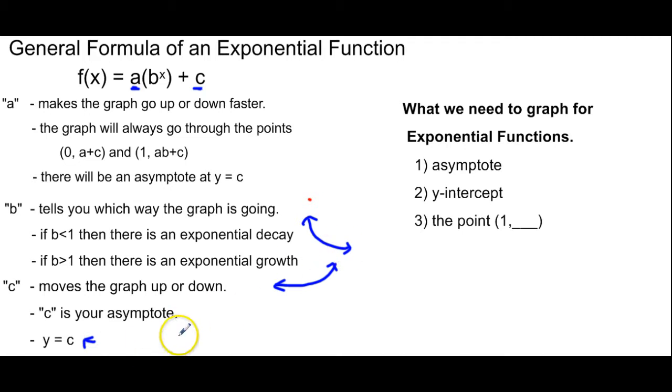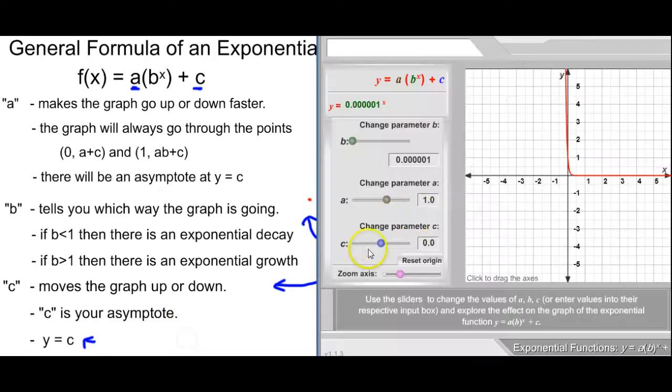So let me show you kind of what it looks like. Here we have this equation, which is the same thing here. If I said b was going to be less than 1, it's going to be a decay, right? So it's going down to the right. If it's bigger than 1, it's going to be a positive growth, right? It's going to go up to the right. If you guys see that one more time, if b is less than 1, 0.45, that's less than 1, it's a decay. If it's greater than 1, it's going to be an exponential growth.